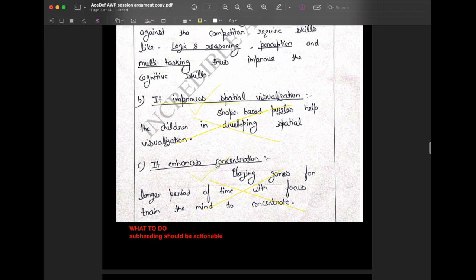It enhances concentration. If it had been a new candidate, he would have just written concentration. Playing video games may enhance concentration to train the mind. But no, this candidate has written it enhances concentration. He has written an adjective or a verb to support his point. So I don't need to read that playing games for longer period of time with focus train the mind to concentrate. No, ये लिखा है, you need to write this, but by reading the subheading itself, I know what he is talking about. So that is why subheading should be actionable in nature.